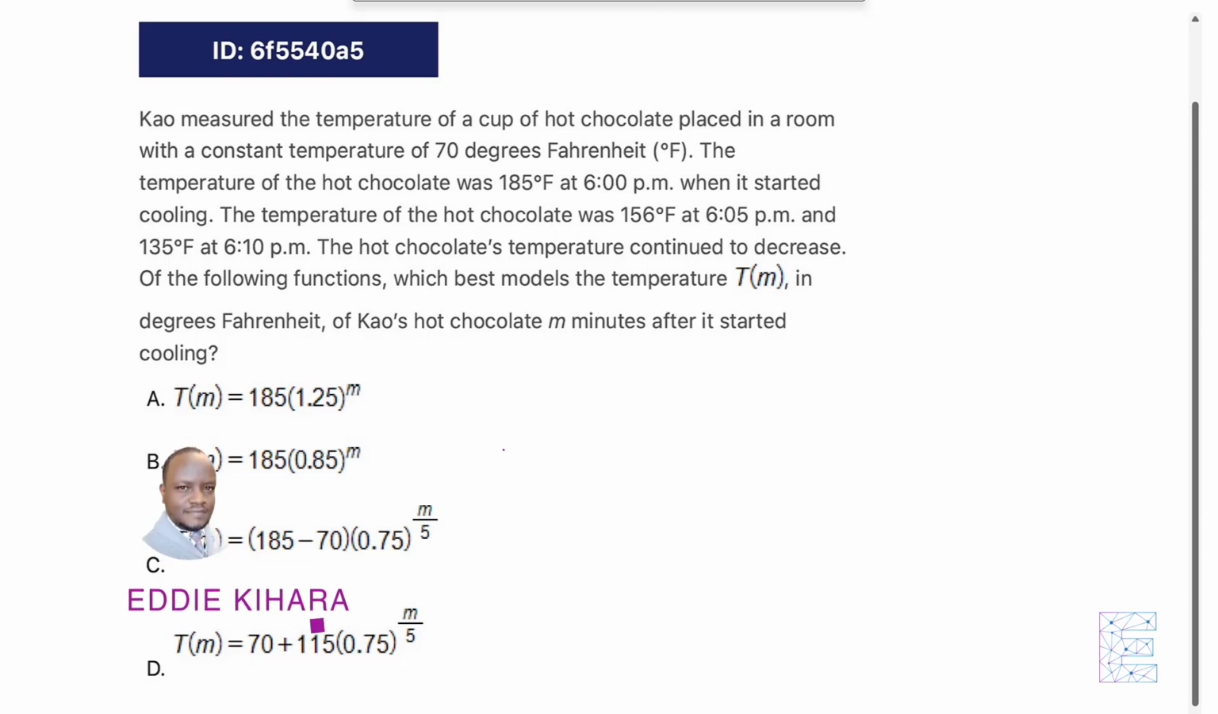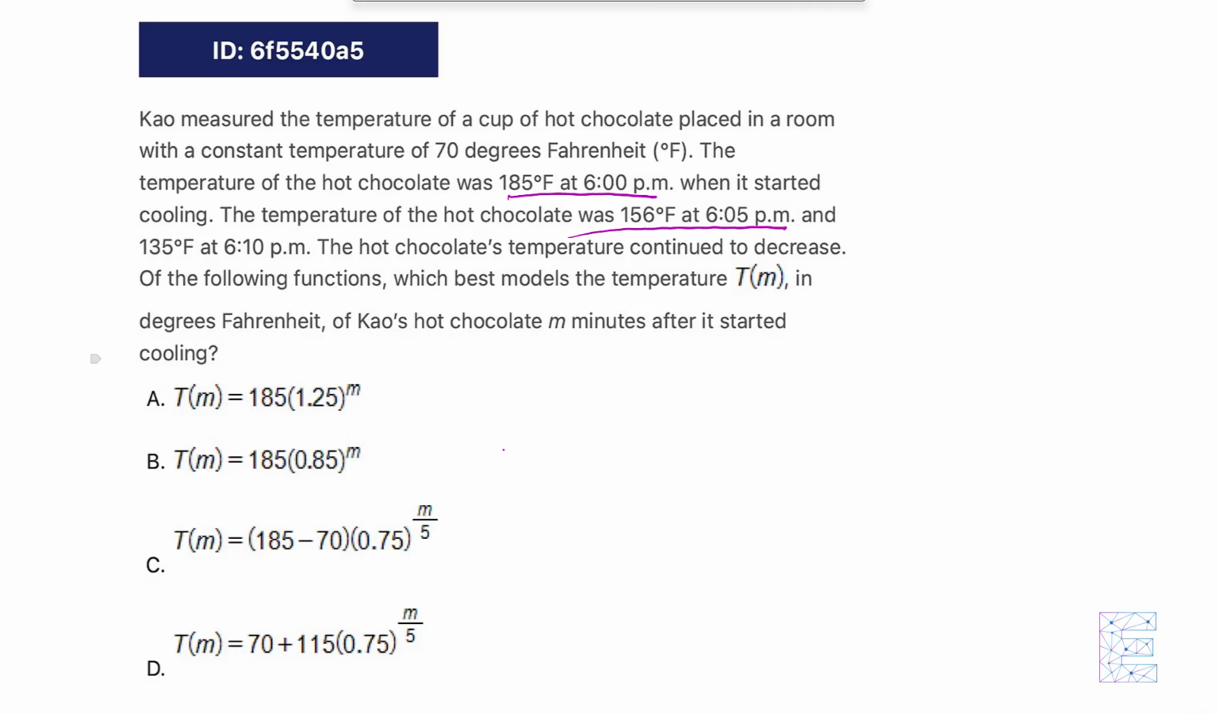Kyle measured the temperature of a cup of hot chocolate placed in a room with a constant temperature of 70 degrees Fahrenheit. The temperature of the hot chocolate was 185 degrees Fahrenheit at 6 p.m. when it started cooling. The temperature of the hot chocolate was 156 degrees Fahrenheit at 6:05 and 135 degrees Fahrenheit at 6:10 p.m. The hot chocolate's temperature continued to decrease.